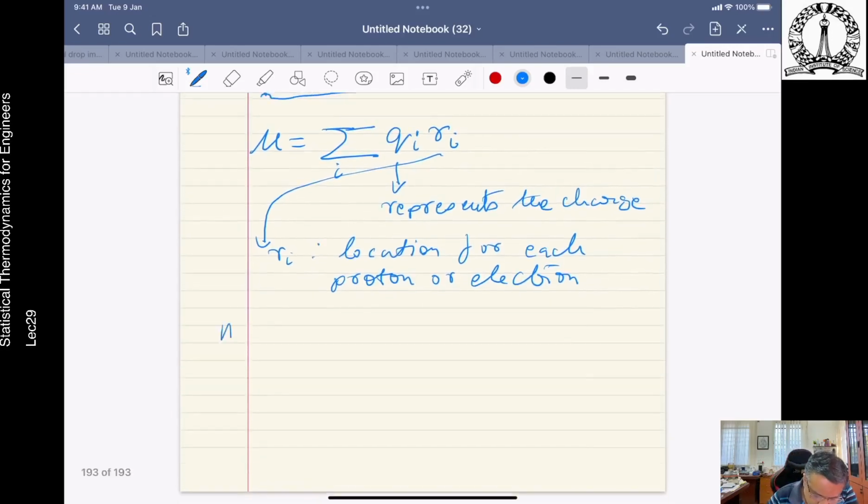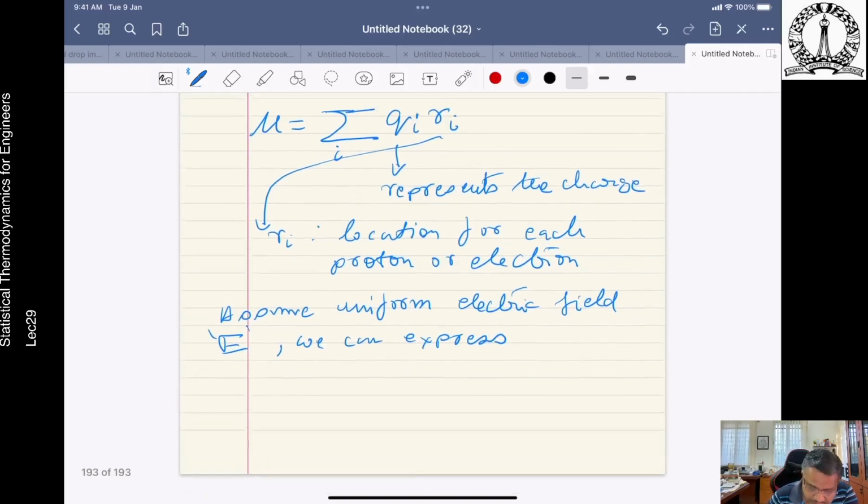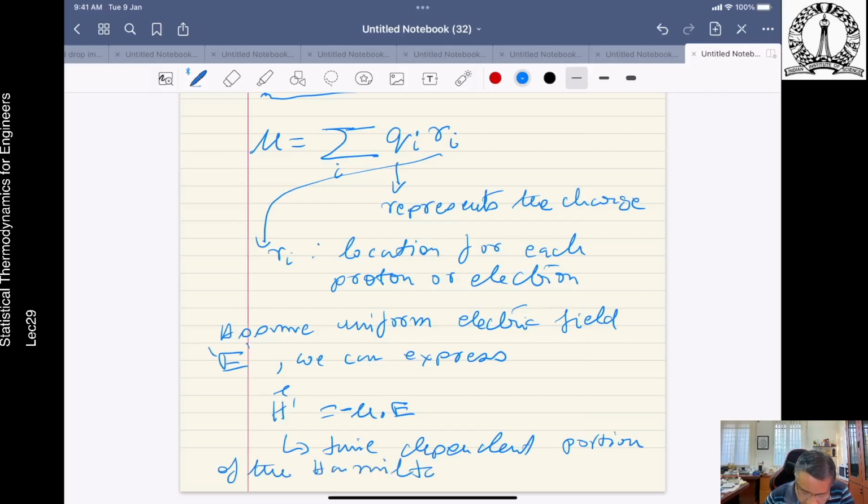If you assume a uniform electric field, E, we can express the perturbed Hamiltonian, the time-dependent portion of the Hamiltonian operator, as H prime equal to minus mu dot E. Once again, this is the time-dependent portion of the Hamiltonian operator.